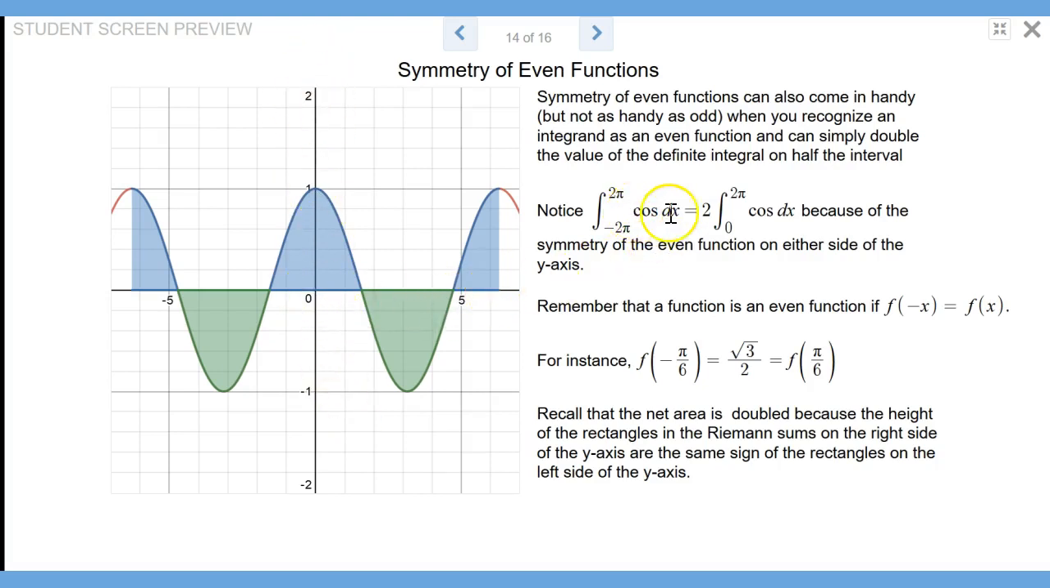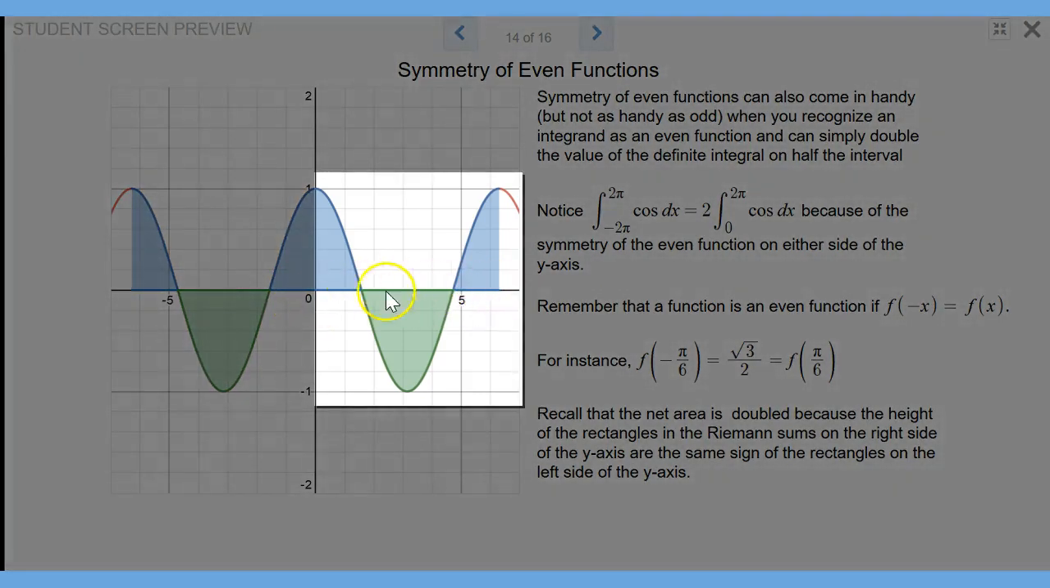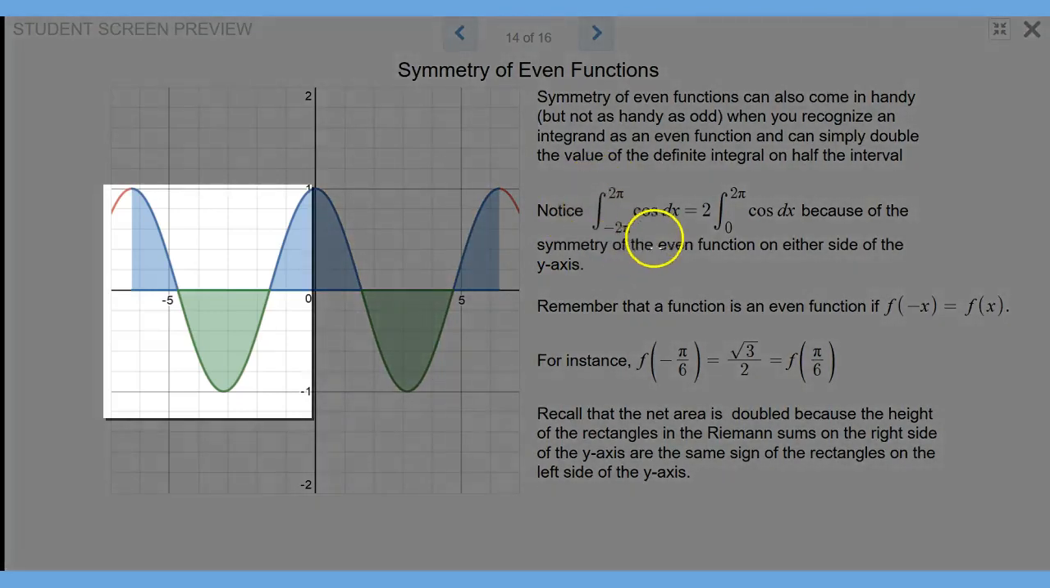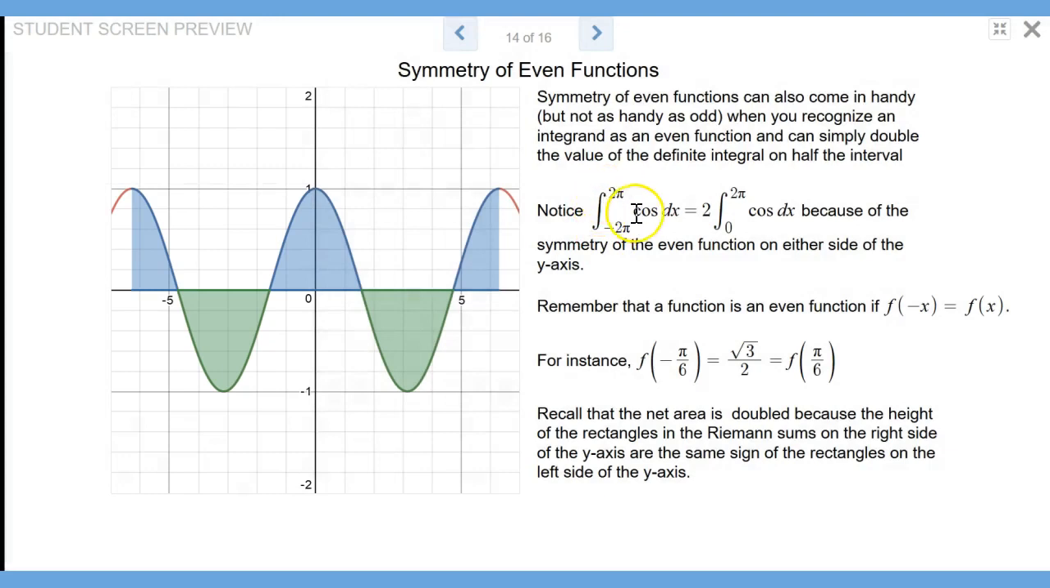So for example, look at the integral of cosine x dx. Cosine is an even function. And if I look at it from minus 2 pi to 2 pi, I have the same distance along the x-axis to the right of the origin as to the left. So I can say that the definite integral from minus 2 pi to 2 pi of cosine x dx is twice the definite integral from 0 to 2 pi.